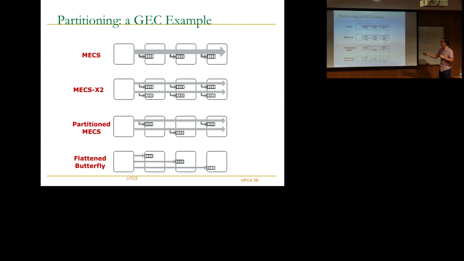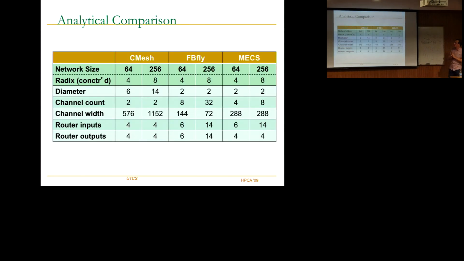So there's a continuum of these topologies, and the paper actually talks about that continuum of what we call express cube topologies, or generalized express cubes. That's interesting. So there's a huge design space that I'm really not going to cover at this point. But these are some examples of concentrated mesh, flat butterfly, and multi-drop express channels.